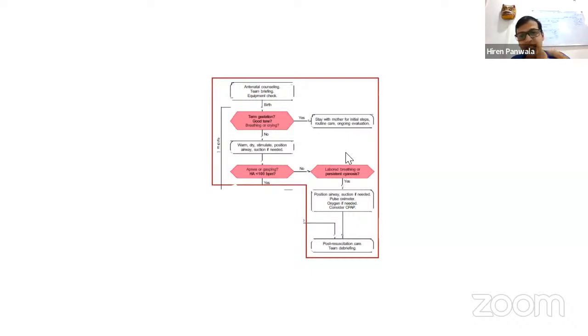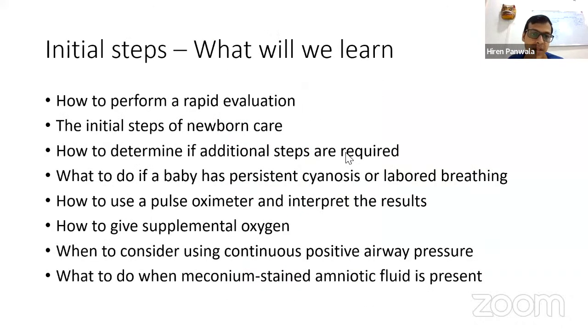So just going through this algorithm: how to perform a rapid evaluation. This is what we will be doing, the initial steps of newborn care, how to decide if this baby needs additional steps or not, and what to do in case the baby has persistent cyanosis or labored breathing, how to use a pulse oximeter, where to apply it, how to give oxygen, and when to consider using continuous positive airway pressure, that is CPAP, and what to do when meconium stained amniotic fluid is present.